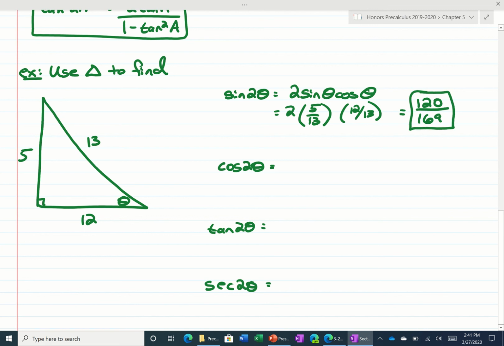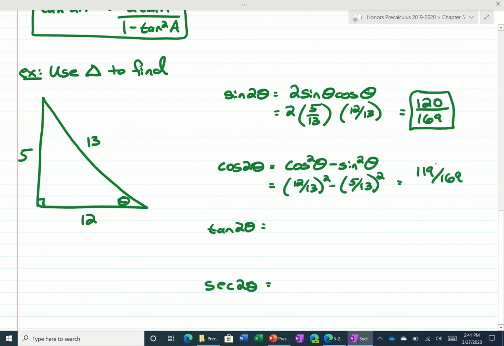The cosine of 2 theta, we have 3 formulas we could use. I'm just going to use the cosine squared of theta minus sine squared of theta. Could have used any of those. The cosine would be 12 over 13. The sine would be 5 over 13. And if you type those fractions into a calculator, you would get that the cosine would be 119 over 169.